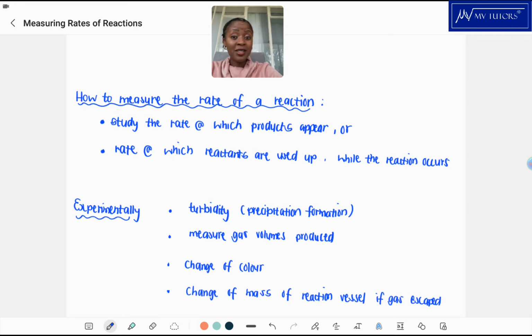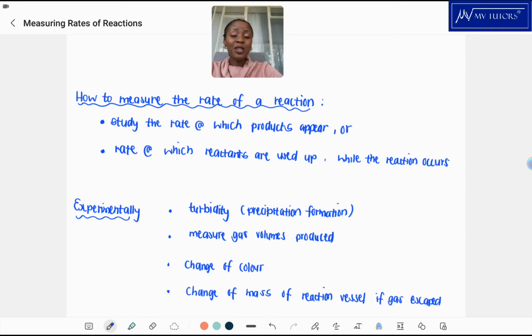You could also measure the gas volumes produced. In some reactions, there's a gas that forms, so in that case you would measure that gas. That gas would go through a gas syringe, so you would be able to measure the gas that is formed and also take the time in which it forms. Then it gets to a point where there's no more gas forming, so the reaction would be done at that point in time.